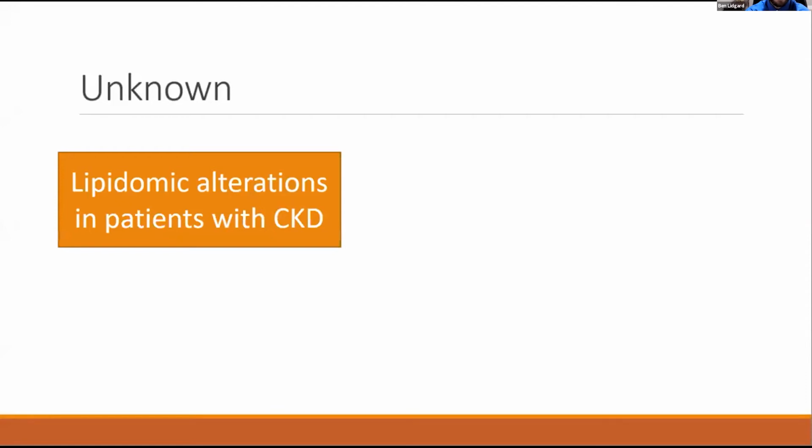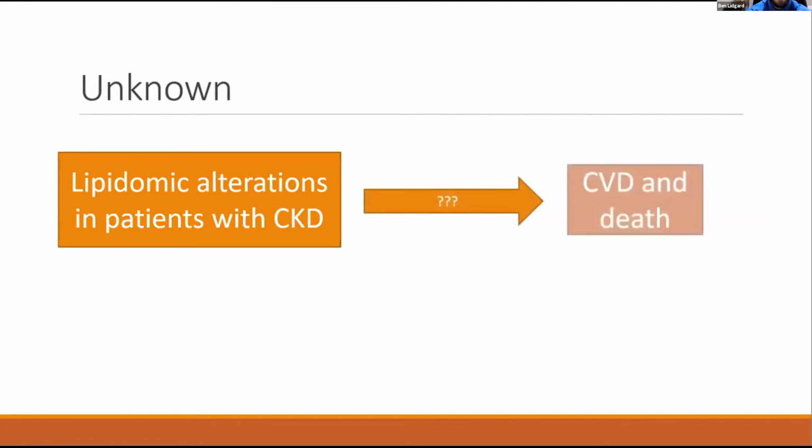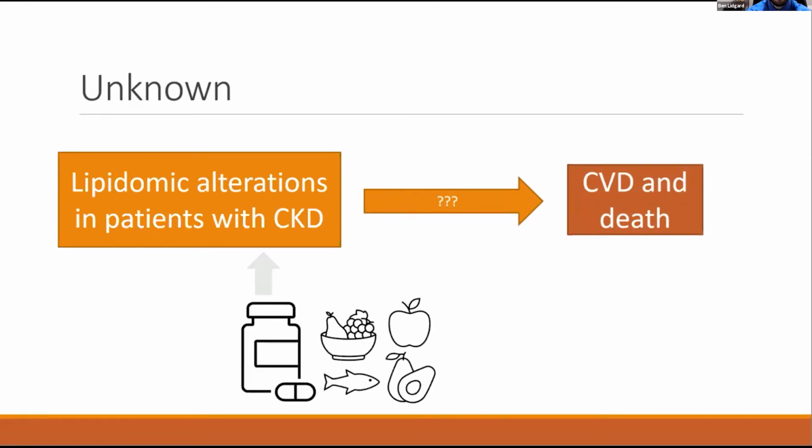Further, while it certainly stands to reason that these lipidomic alterations seen in patients with chronic kidney disease might be associated with an increased risk of cardiovascular disease and death, no study to our knowledge has investigated this thus far. Further, it's not clear whether dietary or medical interventions could alter the lipidomic profiles in chronic kidney disease or somehow ameliorate its effects or potential effects on cardiovascular disease and death. For instance, we know that statins really don't seem to work in patients with end-stage kidney disease on dialysis, but we're not sure if that's because of a lipidomic mechanism, a lipoprotein mechanism. There's just a lot that's not known.